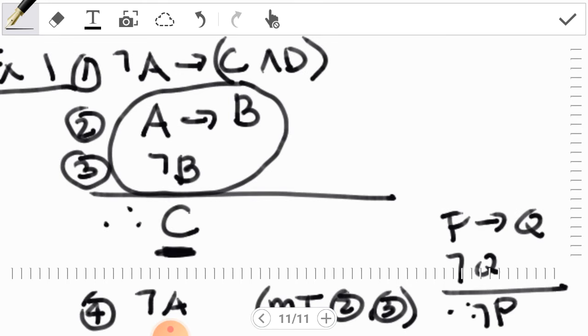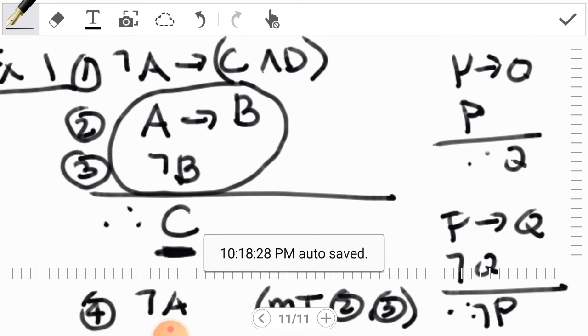Next, what can we do? We have a not A here, and this is an implication. Where can you find implication in your list? You can have modus ponens. And according to modus ponens, you have P implies Q, P, therefore Q.